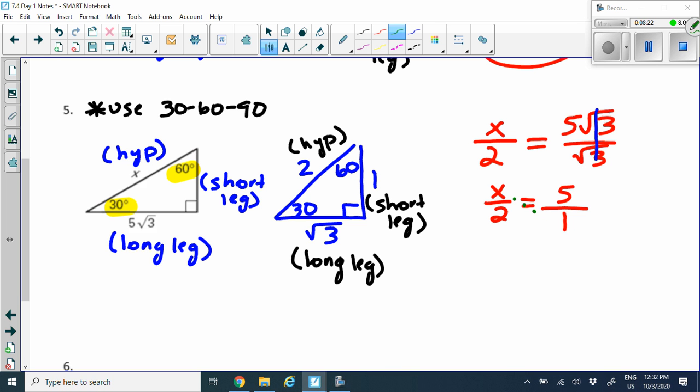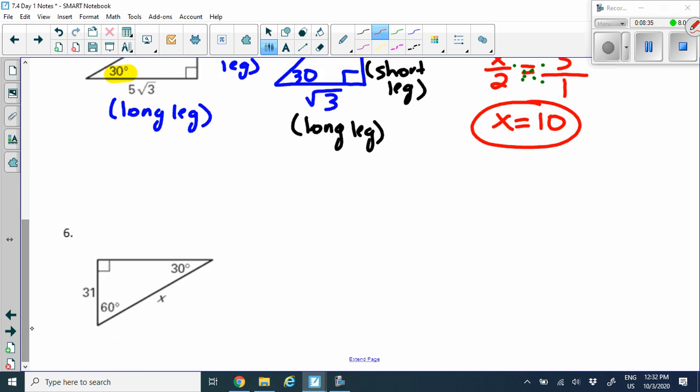Now we can cross multiply. So I have x times 1 gives me x, and 5 times 2 gives me 10. There's nothing else to simplify. That's my answer. Okay, go ahead and pause the video and try the very last one, number 6.